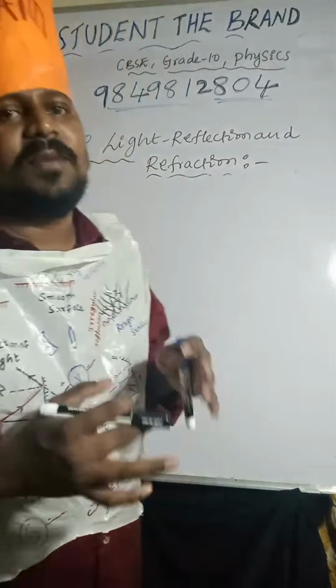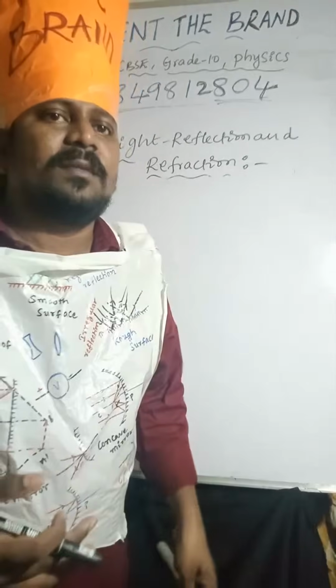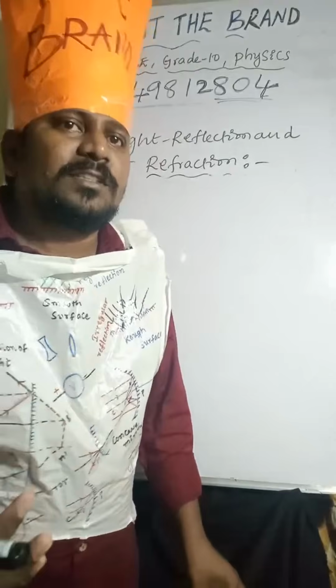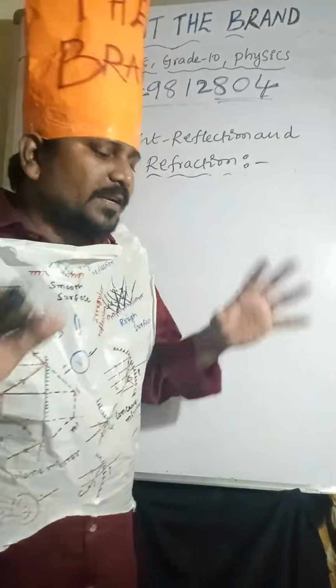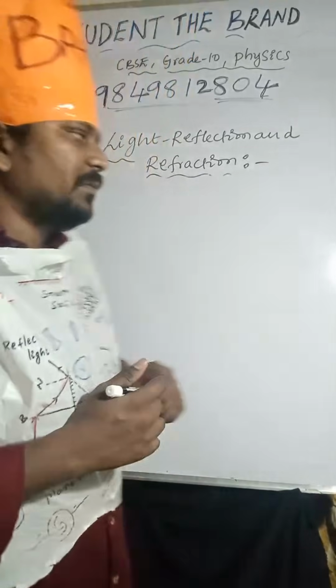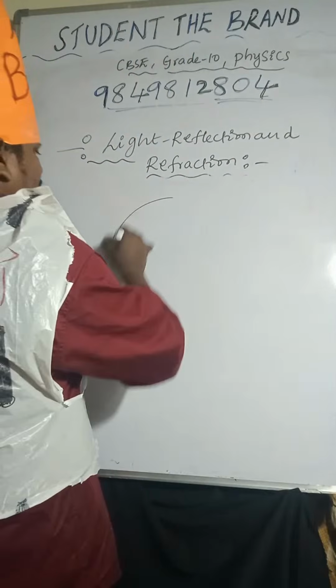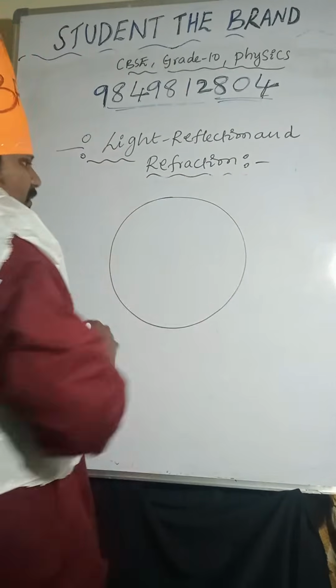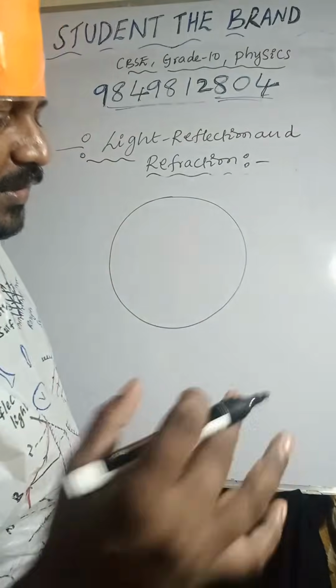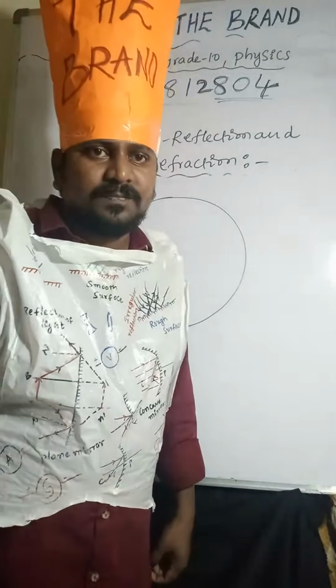Concave mirror, spherical mirror: the mirror which is in the form of curved shape. So here I am taking a spherical mirror. The mirror which is in the form of curved shape is called a spherical mirror.